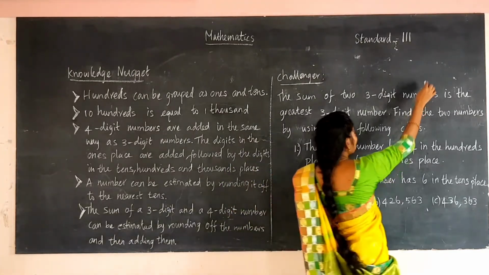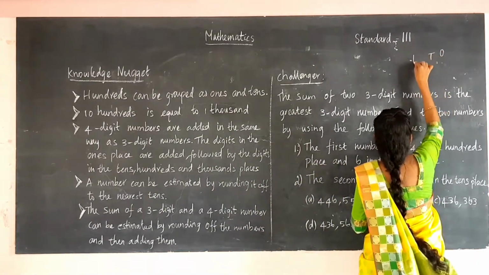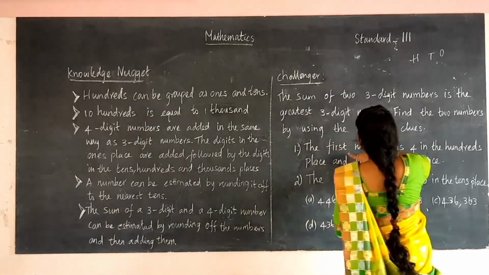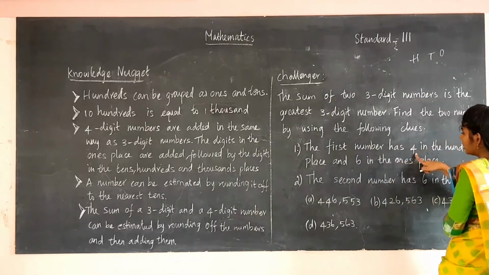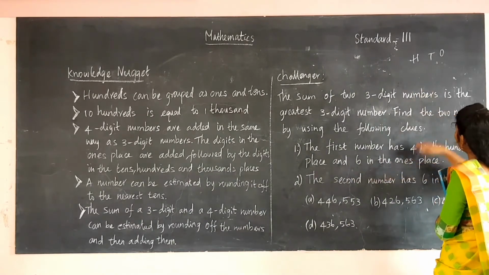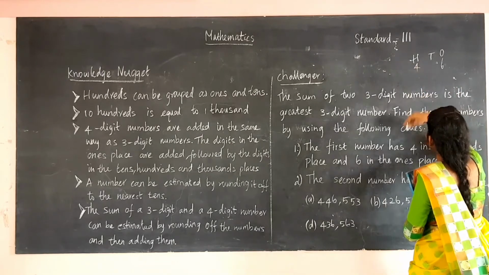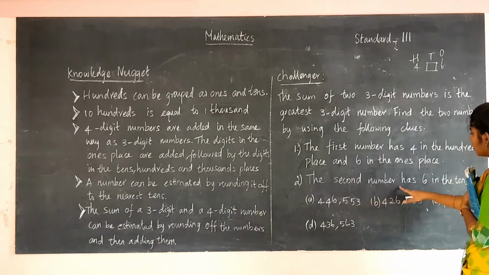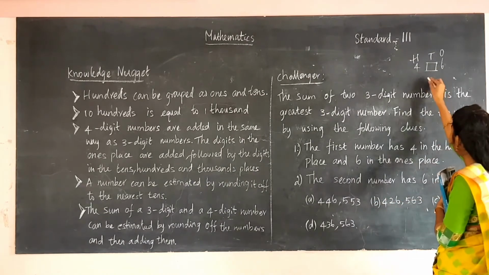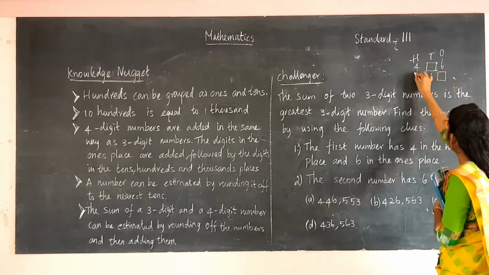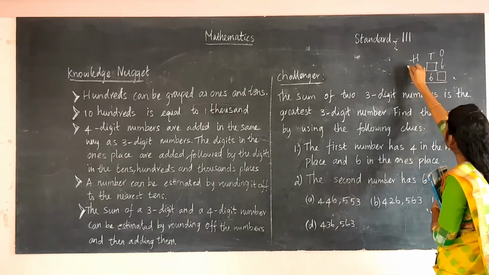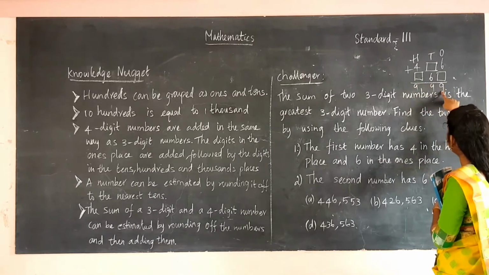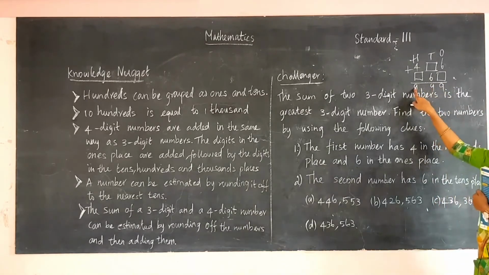How will you find? There are places: ones, tens and hundreds, because it is a 3-digit number only. So write up to the hundreds place. The first clue: the first number has 4 in the hundreds place and 6 in the ones place, and here the missing number is there. Then the second number has 6 in the tens place and the remaining numbers we are going to find. And we know that while adding these numbers we will get 999: 9 in the ones place, 9 in the tens and 9 in the hundreds place.